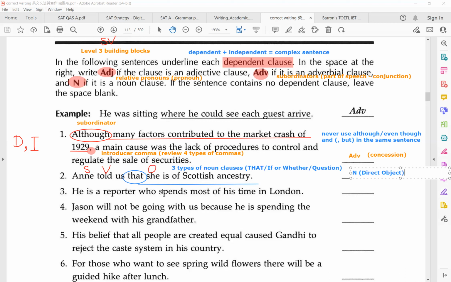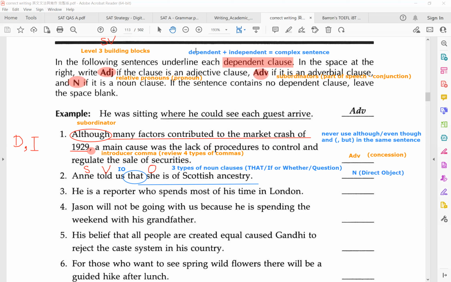So you might be wondering, then what is the us? The us is the indirect object. Remember, we talked about this, the basic sentence structure. I bought Cece a pen. What is being bought? The pen is being bought. That is the receiver. And Cece is being affected. So Cece is the indirect object. All right. So you can also rephrase it to I bought a pen for Cece, or Anne told that she is of Scottish ancestry. So that is just subject, verb, direct object. All right. And number 3.